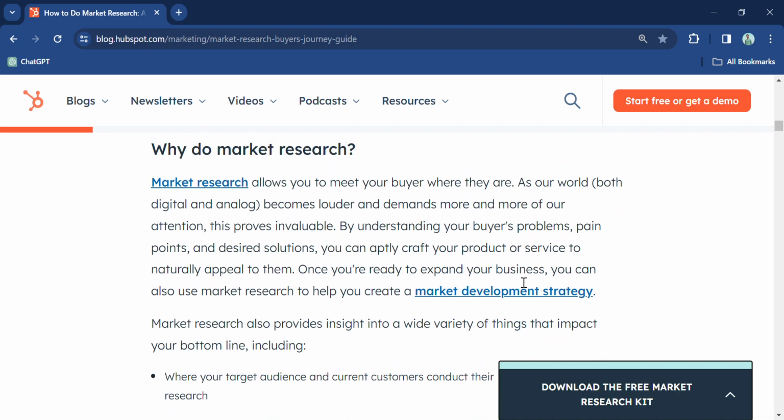Why do market research? Market research allows you to meet your buyer where they are. As our world, both digital and analog, becomes louder and demands more and more of our attention, this is invaluable. By understanding your buyer's problems, pain points, and desired solutions, you can aptly craft your product or service to naturally appeal to them. Once you are ready to expand your business, you can also use market research to help you create a market development strategy.